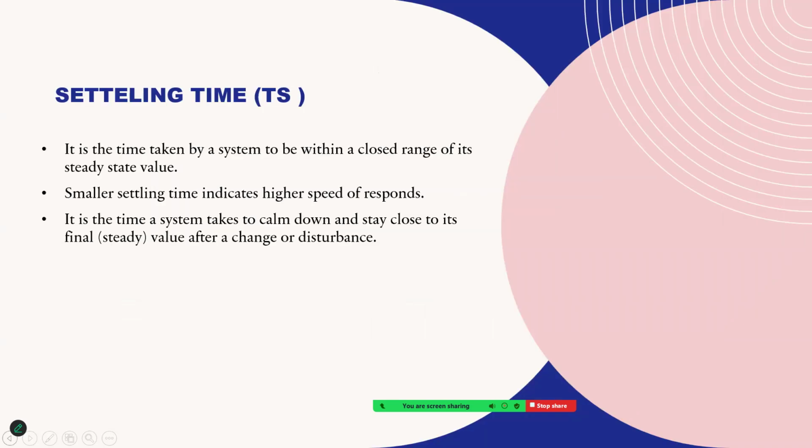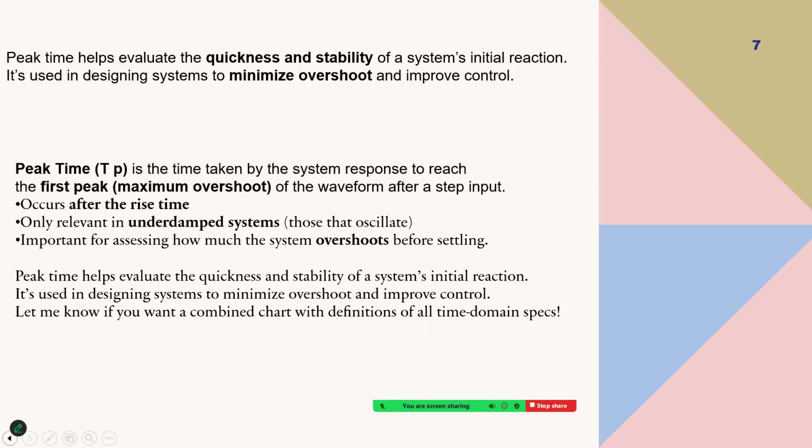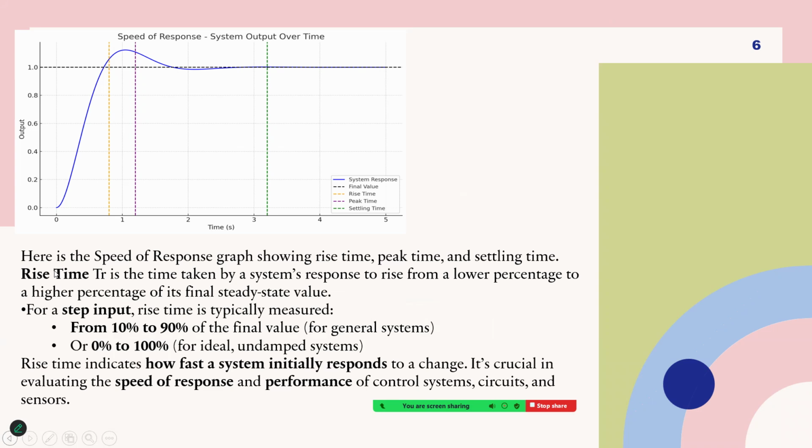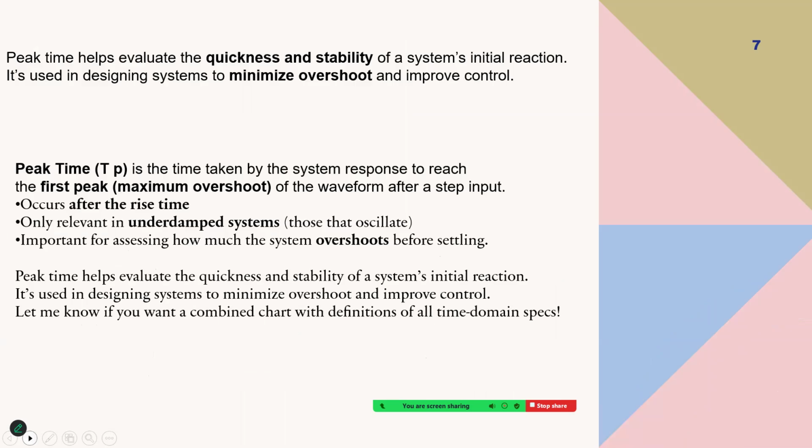So now settling time. It is the time taken by a system to come within its steady state value. The smaller the settling time, the higher the speed of response and the more stable the system is. Here we can see after reaching the peak time, the value falls down and comes to its final value after oscillating. So this value is known as the settling time of the system.